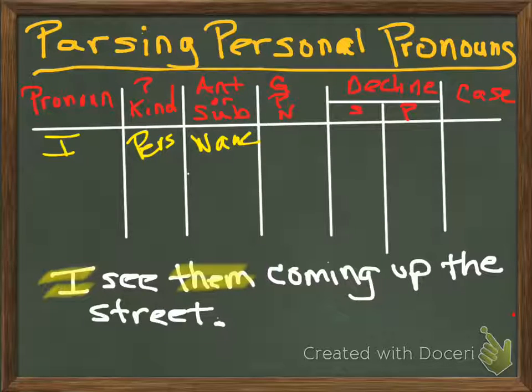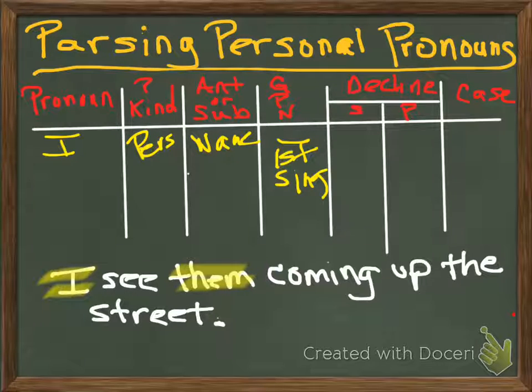Now we go to our properties. Gender. So in this case, we're not sure because I could be masculine or feminine. We don't know specifically who I is, so we will leave that as a dash line. Person. Obviously, I is in first person if we remember our declension. And I, of course, in number is only referring to one person.